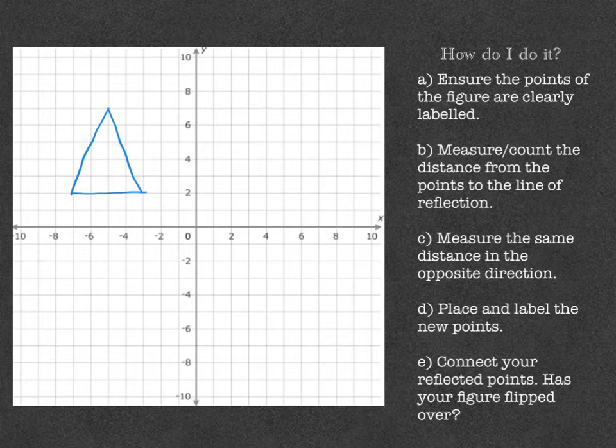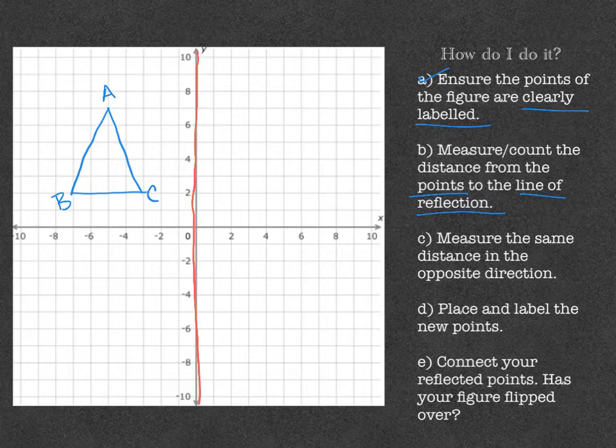So how do you reflect a shape when we're using our geometry thinking? In this demonstration, I'm going to reflect our shape over the y-axis, our vertical axis. Let me change pen colors quickly. Let's follow along with our steps here. Step A: ensure that the points of the figure are clearly labeled. This just helps you keep track of things. So we'll label the top point of our shape A, this side B, and this side C. We're good on that one. A is done.